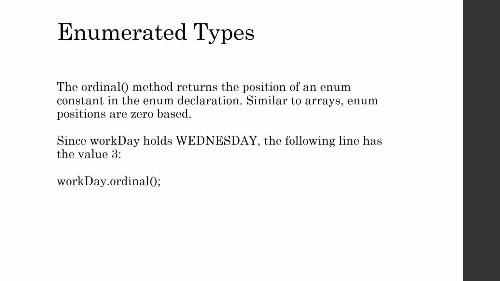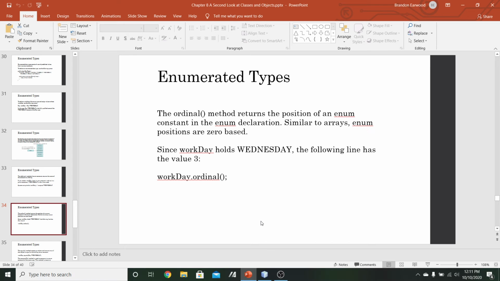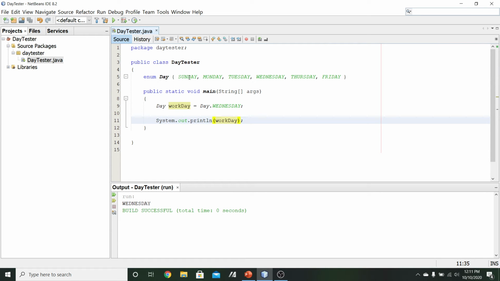Okay, the next thing we'll take a look at is going to be that ordinal method. So this is going to return the position of an enum constant within the enum declaration. So that basically just means where is it in that array-like structure that we started off by creating. So similar to arrays, enum positions are going to be zero-based. So if we go ahead and take a look at the ordinal of Wednesday, we would expect it to have a value of 3. So if we check real quick to see why that is: Sunday starts at position 0, Monday is going to be at position 1, Tuesday is at position 2, Wednesday is at position 3, so that's what we're expecting for that.